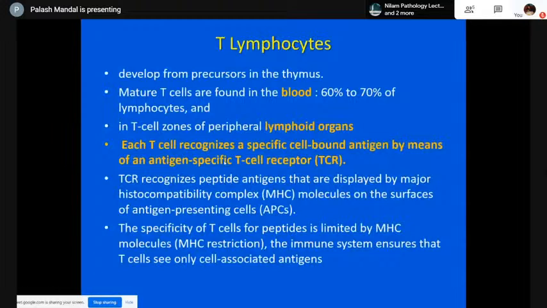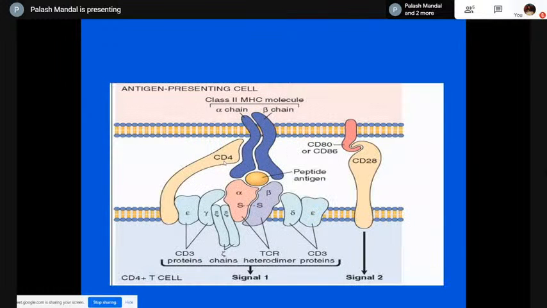This specificity is very important. Every T cell will not go and attack every antigen. The antigen has to be specifically presented by an APC, and this antigen recognition is also limited by the major histocompatibility complex, which is known as MHC restriction. This is very important, because otherwise, if you don't understand this restriction, you will not be able to comprehend why all T cells do not go and attack a particular antigen.